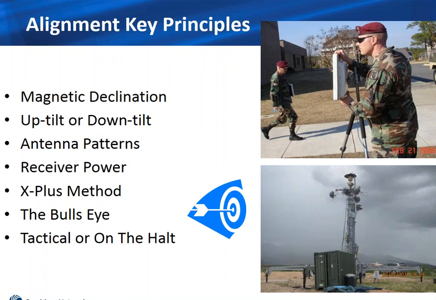We want to talk about both those things, and how we properly prepare for those. We're going to talk a little about antenna patterns. We'll talk about received signal strength and received power. We'll talk about the X plus method, which is a way of being very deterministic when we're searching for proper signal strength. And then we'll talk about something called the bullseye, which gives you a better functional mental picture of what we're trying to do.